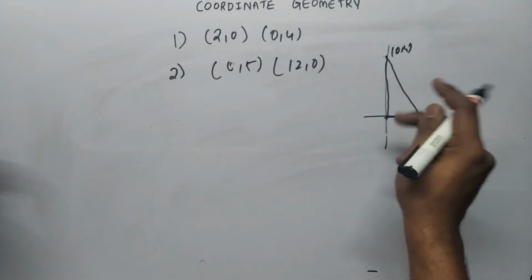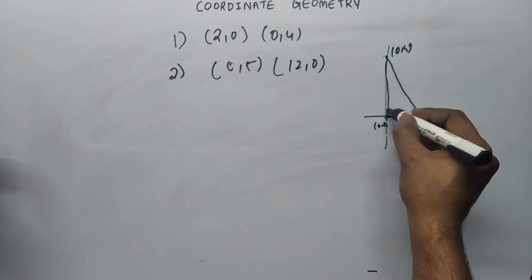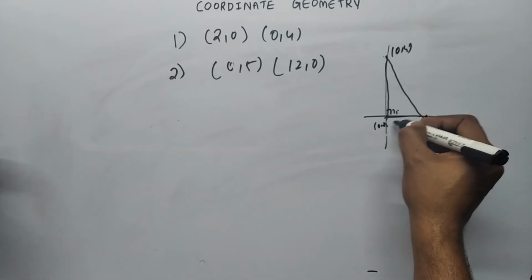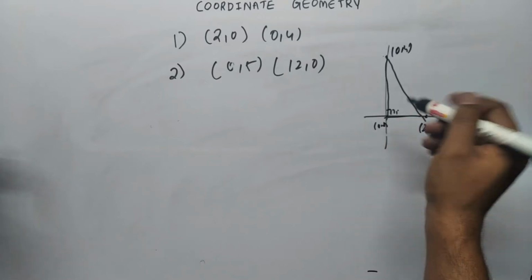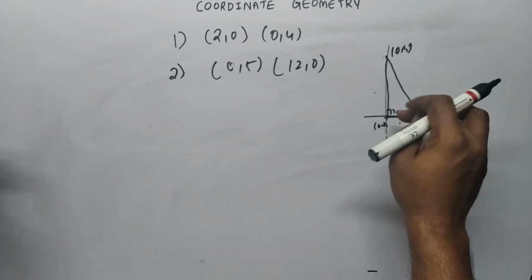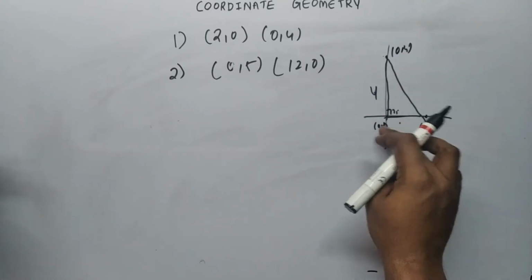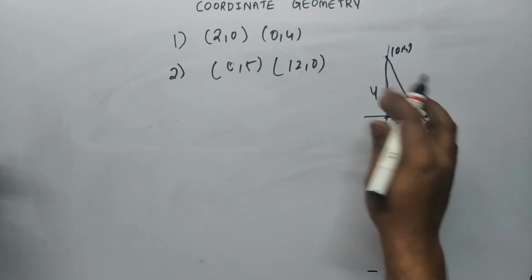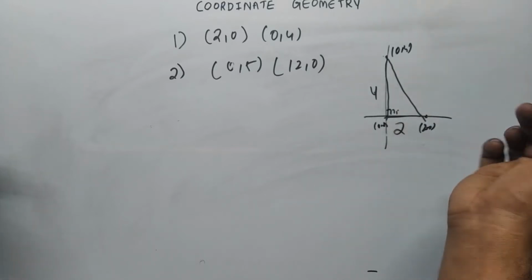With the origin, this is 0 comma 0. It will be making a 90 degree angle with the x and y axis. So this looks like a right angle triangle. The distance between 0 comma 0 and 0 comma 4 is 4 units, and between these 2 points it will be 2 units. So this is 4, this is 2. You need to find this. We can find this with the help of the Pythagoras theorem.